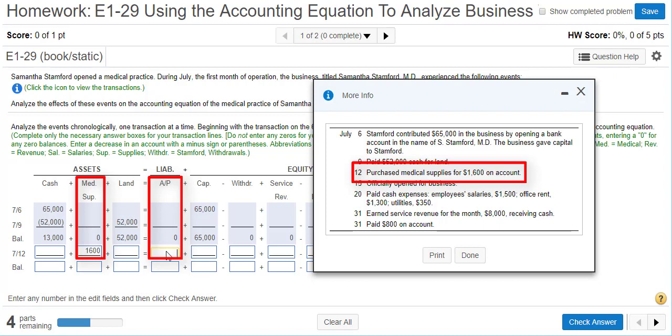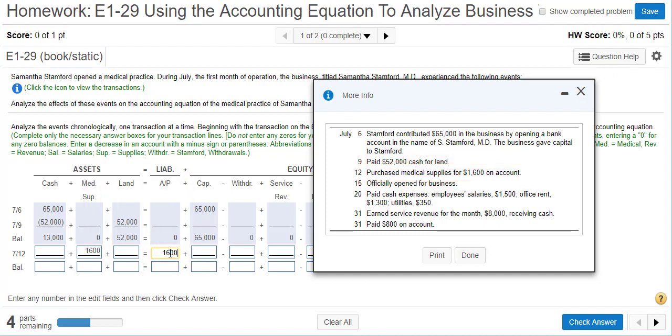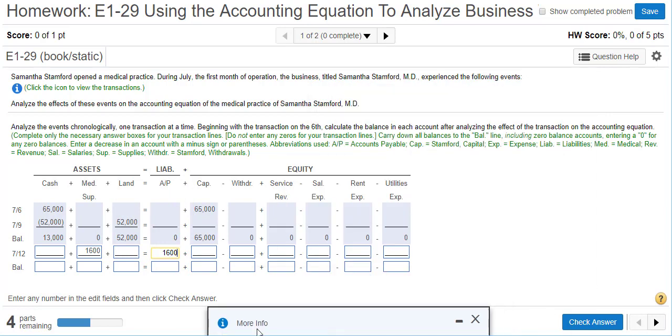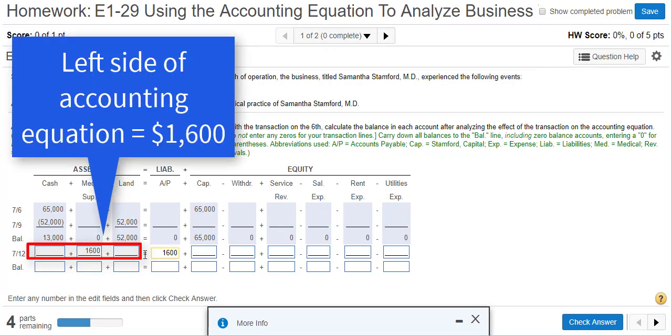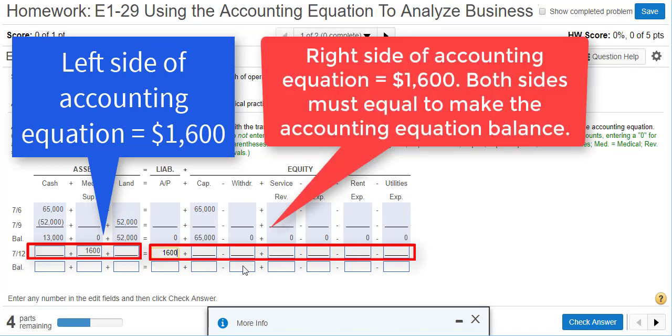Now let's talk about accounts payable, which is a liability or a debt. Do we have more debt now that we purchased that or less? We have more debt, so we have to put that as a positive. So again, we have to check, does this transaction row balance? Well, on the left side of the accounting equation, we have 0 plus 1,600 plus 0. So we got 1,600 on the left side, and we have 1,600 on the right side, so it balances.